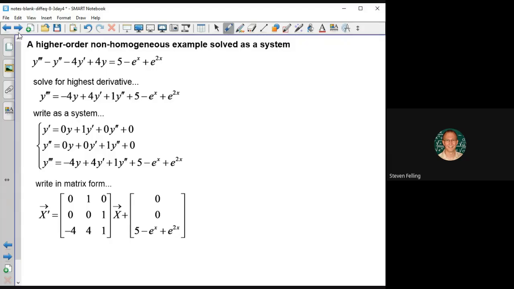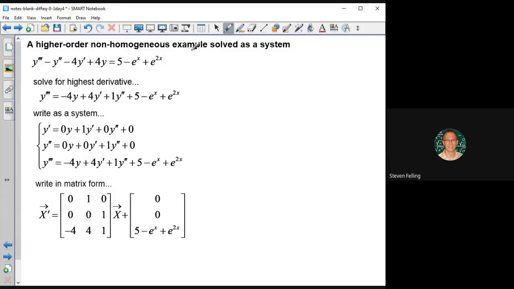Okay, to show you how this would work, where you write a higher, more complicated, higher order differential equation as a system, let's take this non-homogeneous single differential equation: y triple prime minus y double prime minus 4y prime plus 4y equals 5 minus e to the x plus e to the 2x.